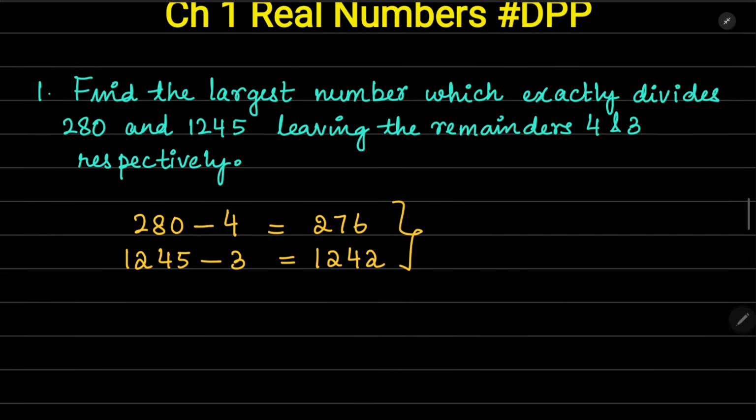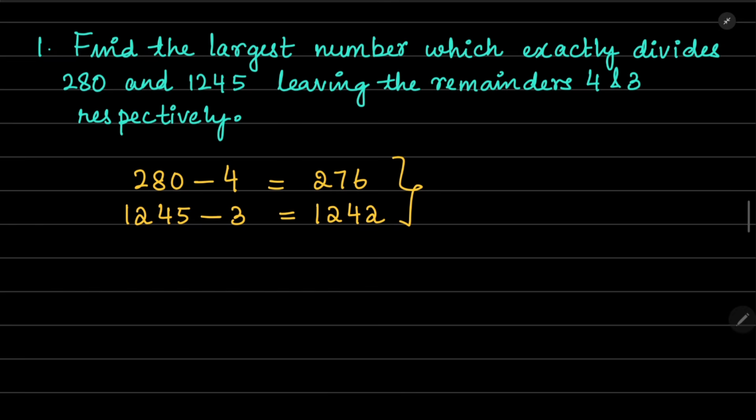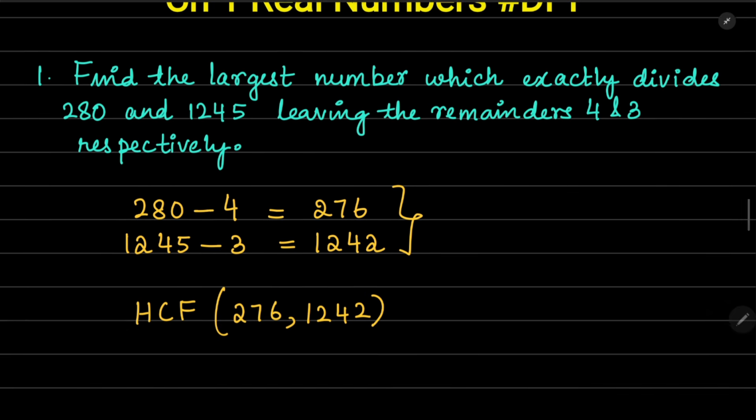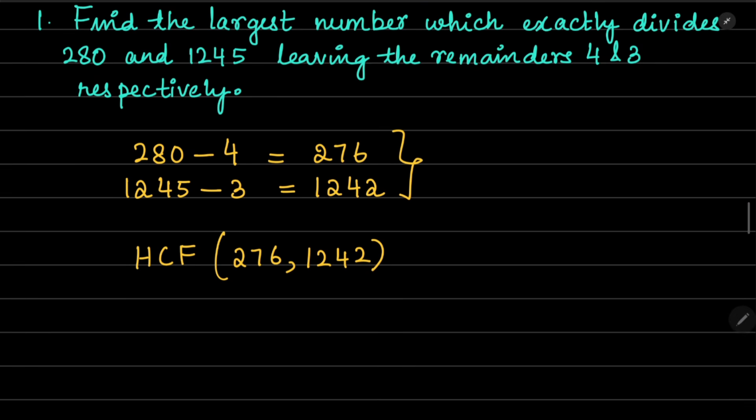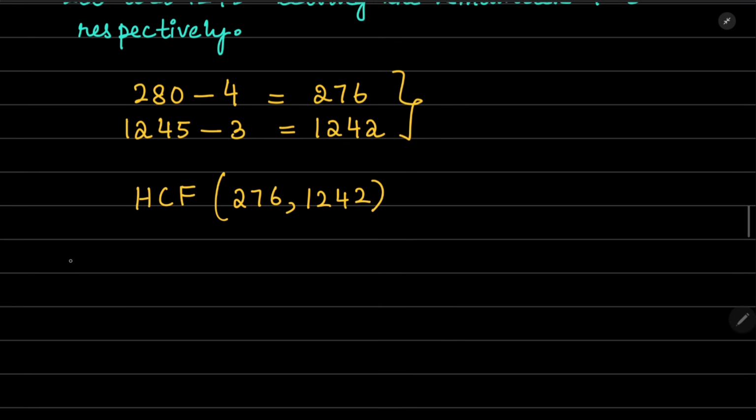1242. And whenever you have to find the largest number, you will have to take the HCF, highest common factor, of 276 as well as 1242. And the method with which we can do this is the prime factorization. So let us take the prime factorization of 276.